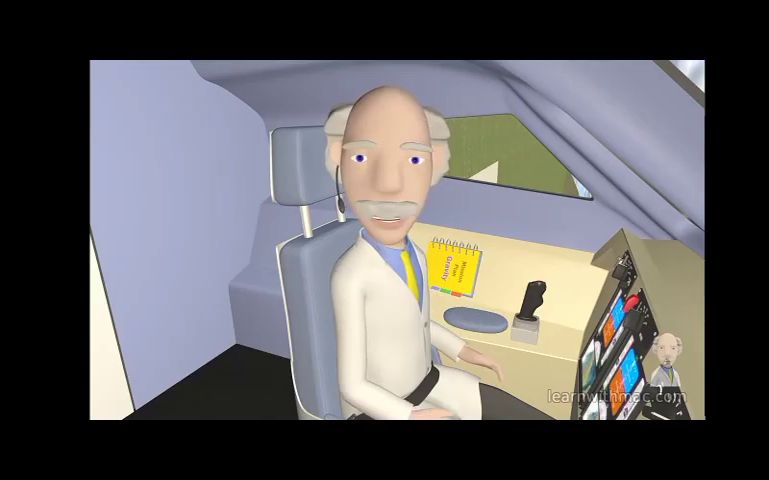Well, all systems are ready for takeoff. So let's go and see if there's gravity in space.